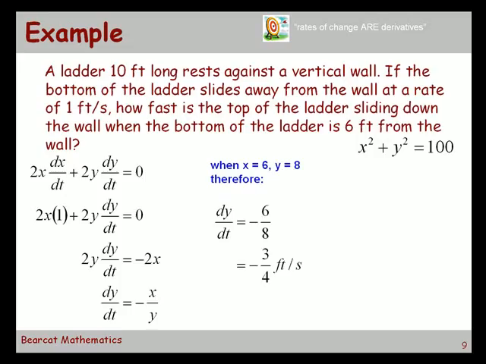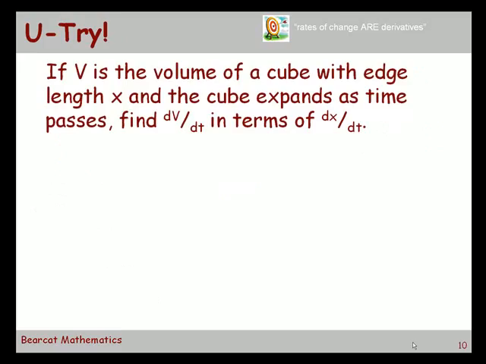Any questions on that problem? Okay, here's our next one. This is one for us to try here. It says if V is the volume of a cube with edge length x, and the cube expands as time passes, find dV over dt in terms of dx dt.